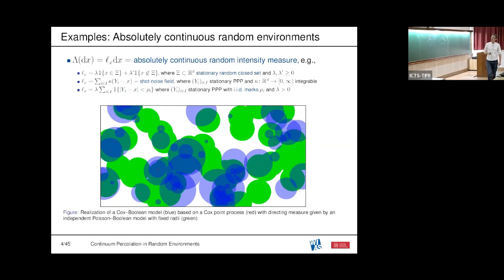A second class of environment measures can be constructed by using some random absolutely continuous change against the Lebesgue measure. For instance, I could imagine some stationary random closed set, and I have a certain intensity whenever I'm inside the set, and a certain other intensity whenever I'm outside the set. For instance, in this picture, my environment is another Poisson Boolean model, and I have some intensity on top of the green area, and away from the green area, I have intensity zero.